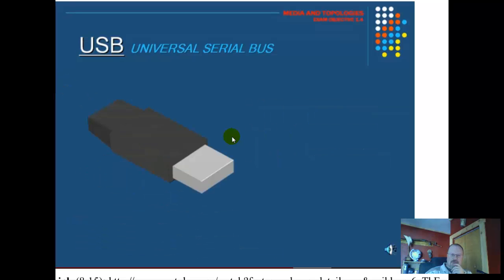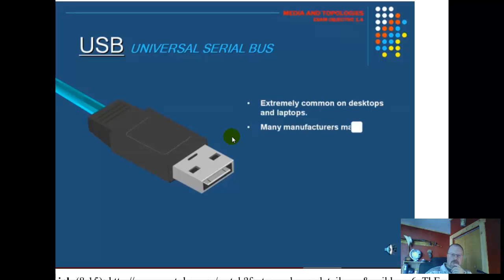This is the USB connector. The USB is very common on desktops and laptops. Many manufacturers make wireless network cards that plug into a USB port. The USB has two different connector types: Type A and Type B.